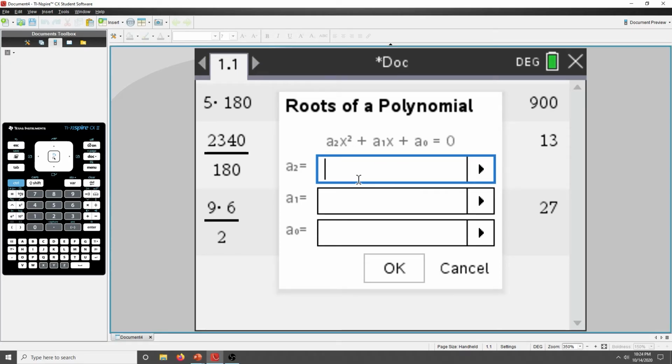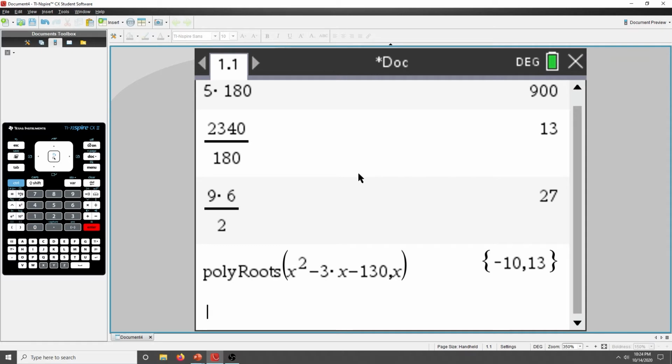So attached to our x squared or n squared here, we have 1. Attached to our x, we have -3 because we're subtracting the 3. And then our constant is -130. Hit OK, or hit enter. And it gives us our 2 answers.